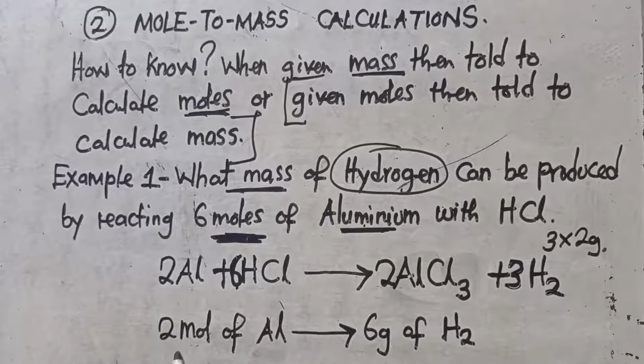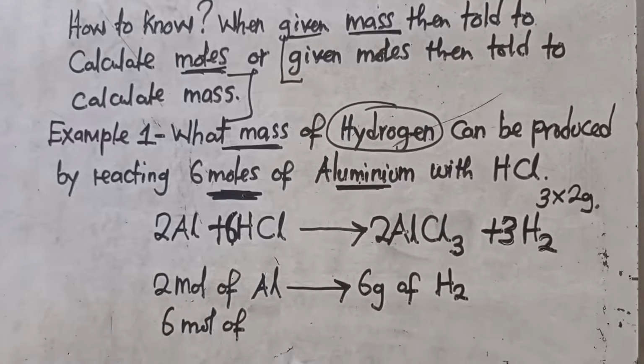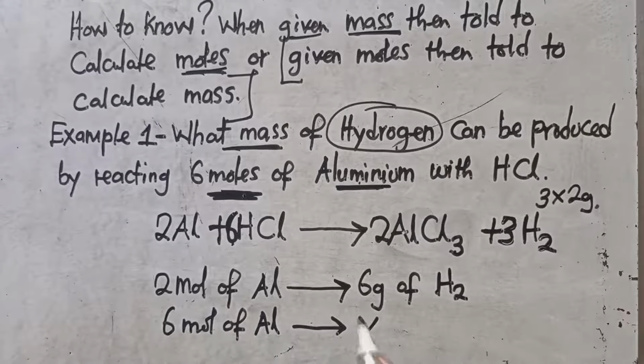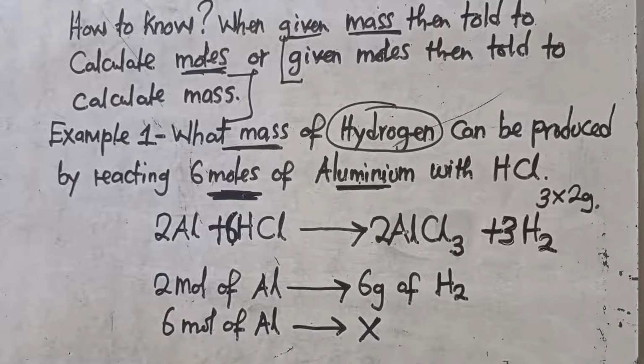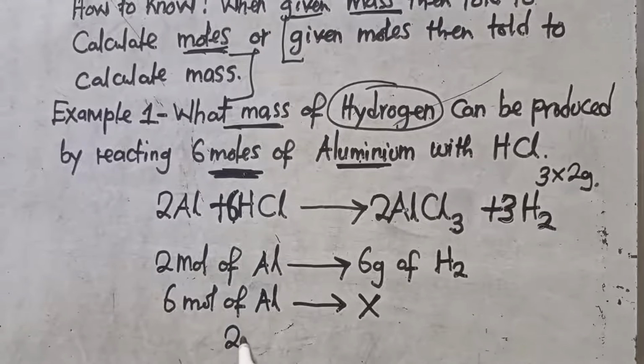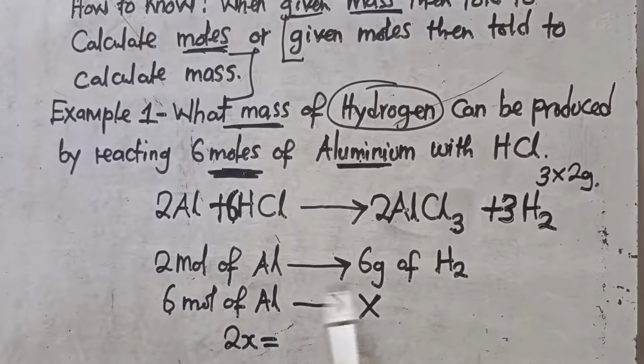Then I'm given here 6 moles. I'm given in the question 6 moles of aluminium. I now equate to x, because I want to find the mass that is here. What I'm going to do now, I just say x times 2. It is 2x, which is equal to 6 times 6.